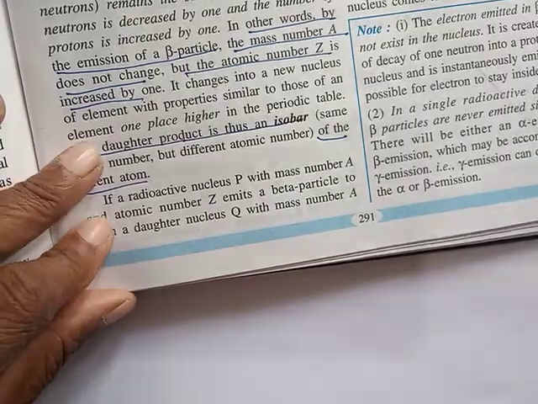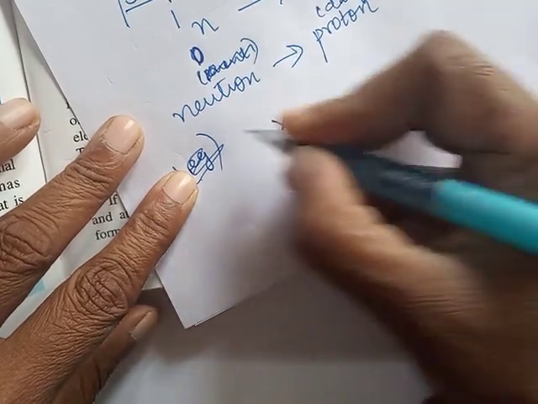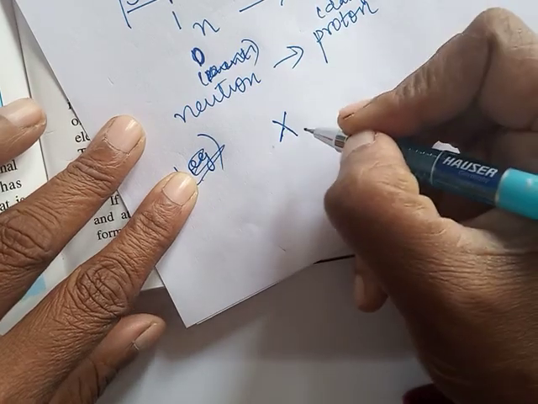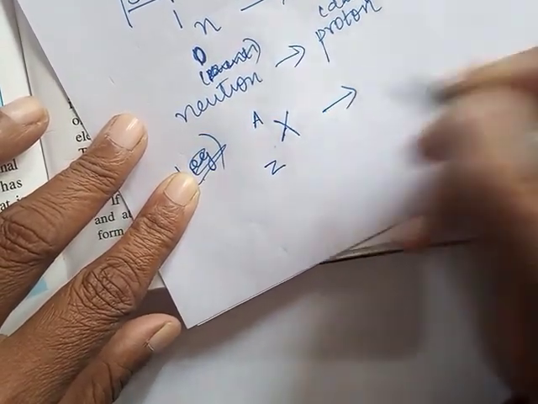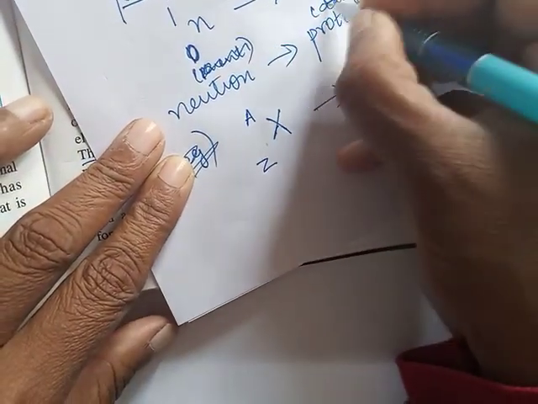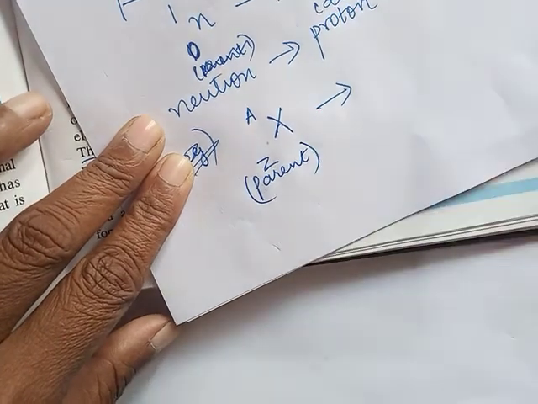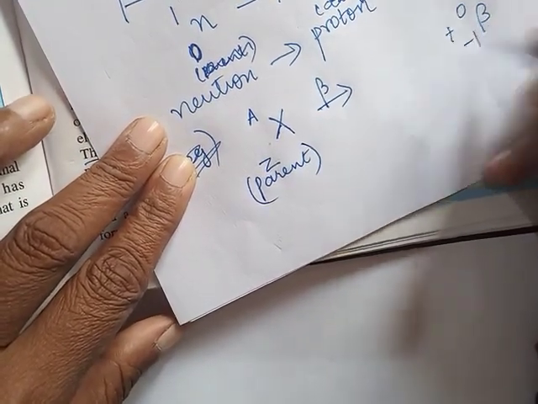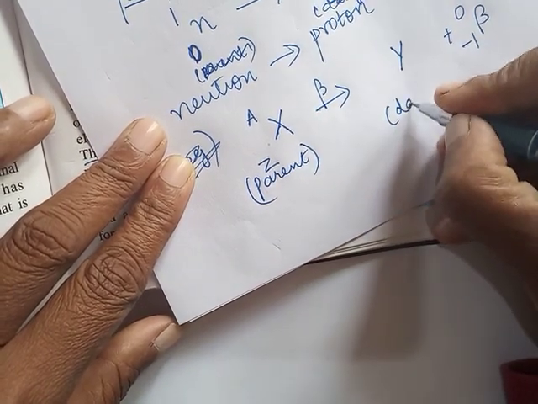Generally, this is what happens. Let us write it with respect to a general nucleus X with mass number A, atomic number Z. Don't take this as parent and daughter. This is the parent nuclei. It emitted a beta particle, so beta, 0, minus 1, that's for sure. And then what will happen to the daughter nuclei?